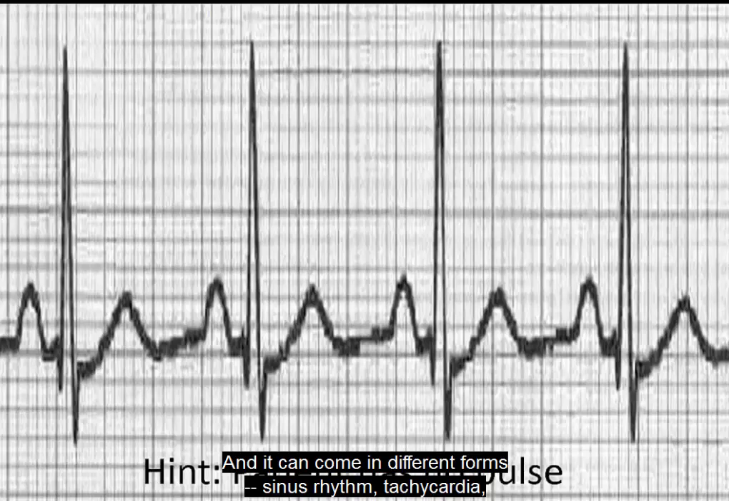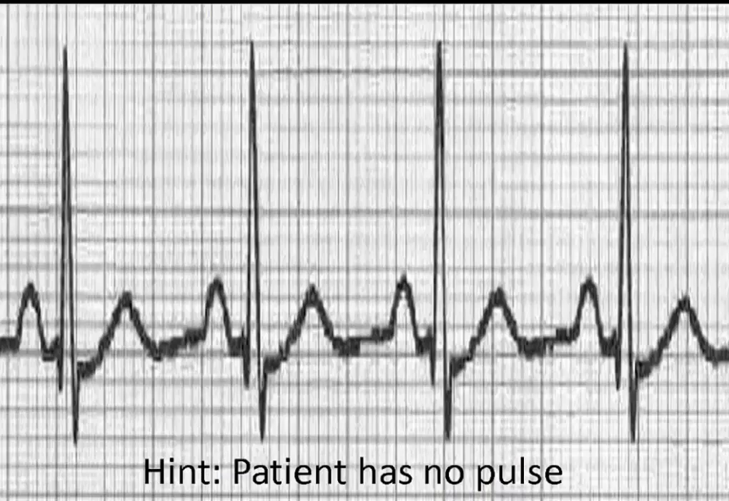Sinus rhythm, tachycardia, and bradycardia can all be seen with pulseless electrical activity. Pulseless electrical activity usually has an underlying treatable cause. The most common cause in emergency situations is hypovolemia.